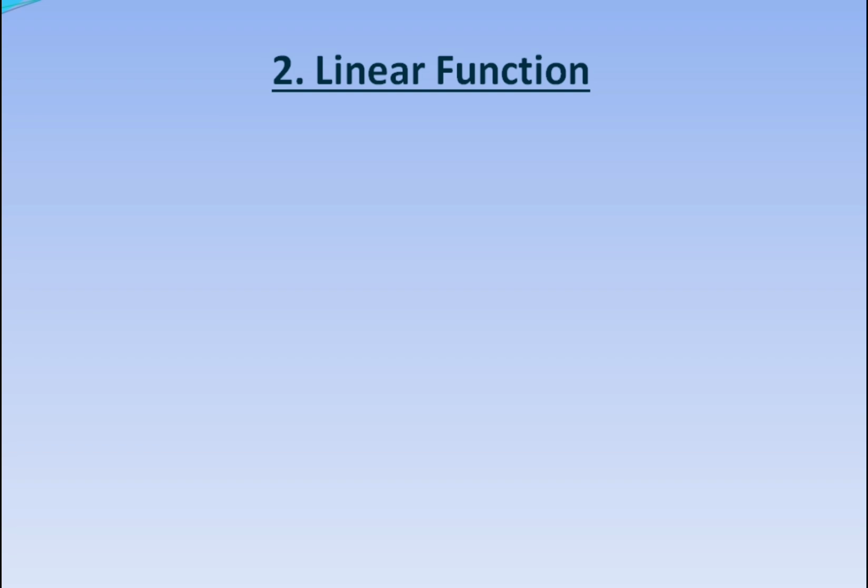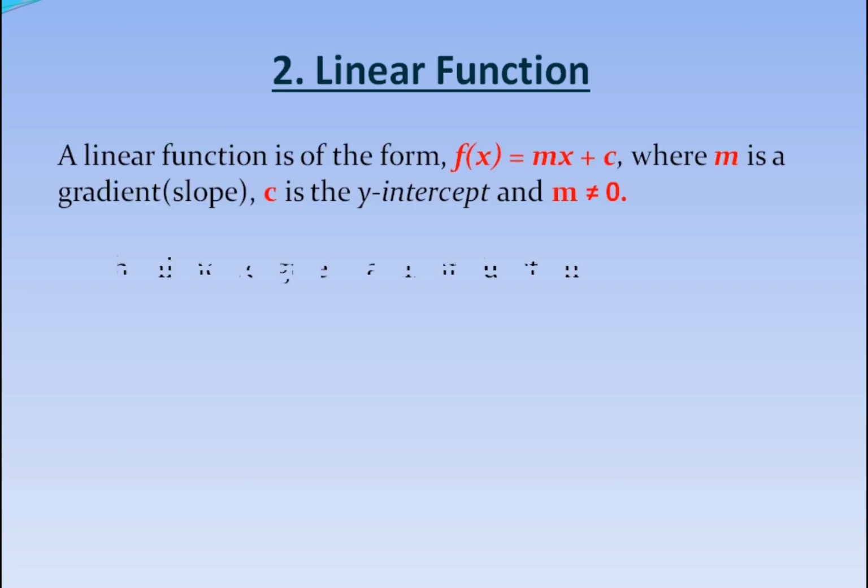So a linear function is given as f(x) = mx + c, where m is the gradient or the slope, c is the y-intercept, and m shouldn't be 0. Here, for the m, which is the gradient or the slope, we mean the steepness of the graph.